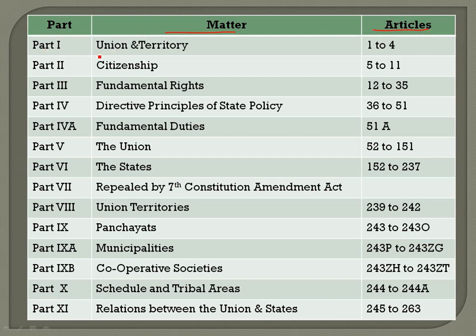Part 1. It is of Union and Territory and it is from Article 1 to 4. Part 2. Citizenship. It is from Article 5 to 11. Part 3. Fundamental rights. It is from Article 12 to 35. Part 4. Directive principles of state policy. It is from 36 to 51.